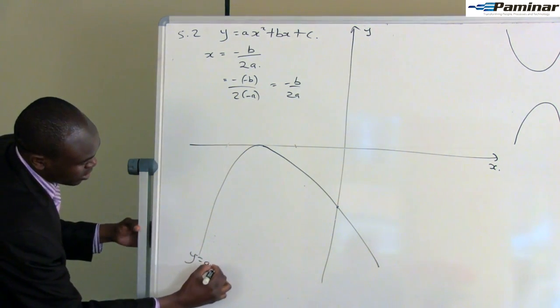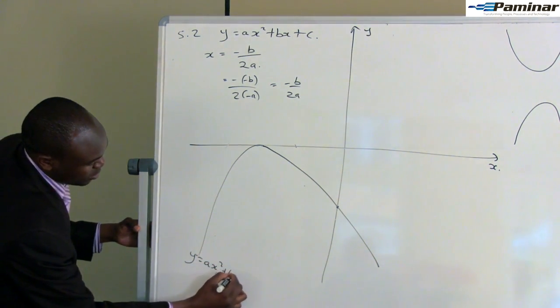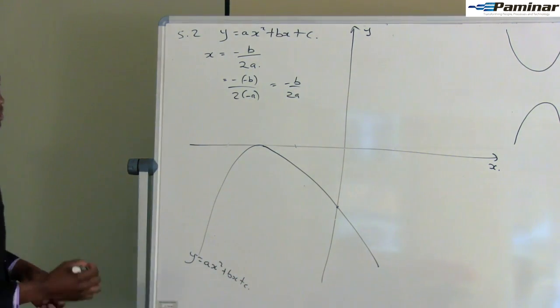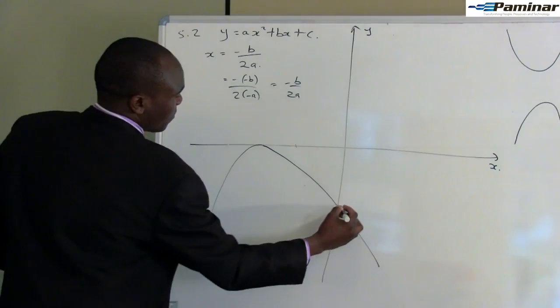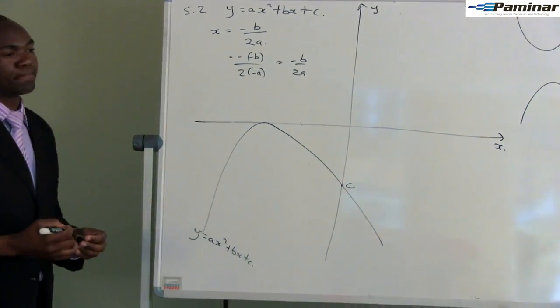Y is equal to a x squared plus bx plus c. Yeah, that's a sketch of our graph.